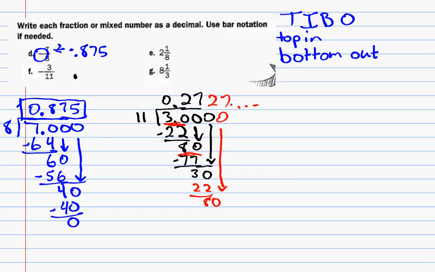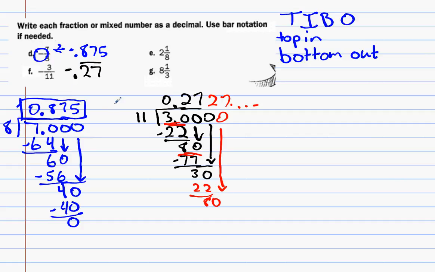0.27. I still can't draw. Good 2 here, whatever. So put a bar above this. That was negative, so we keep it negative. That's it. That's our answer. And we'd say this is a repeating decimal.